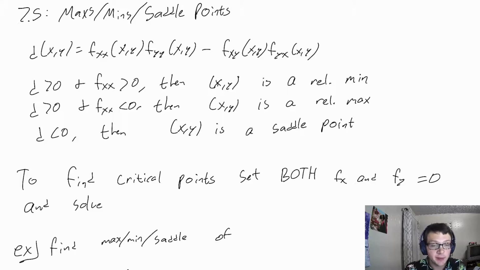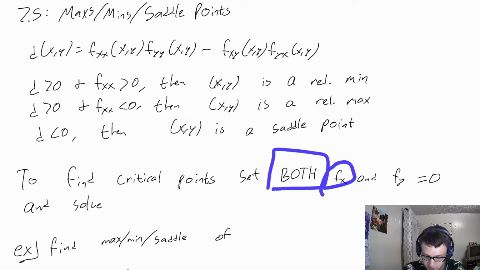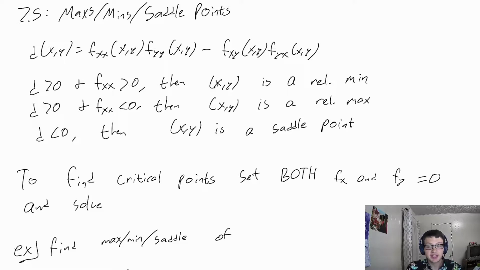But how do we find these special values? What are the critical points of a multivariable function? Well, to find the critical points of a multivariable function, we set both the first partial derivatives equal to 0. In the same way, when we're solving for maximums and minimums of one variable functions, we set the first derivative equal to 0. We're doing the same thing here, but we have two first derivatives.